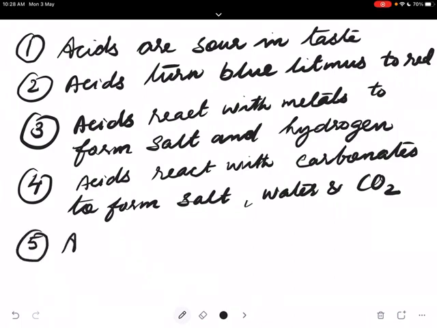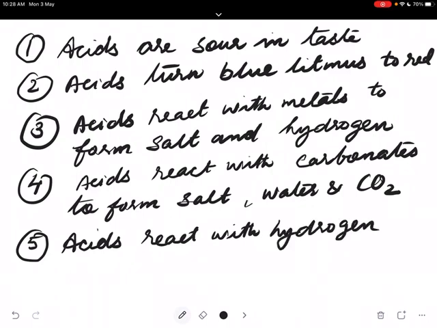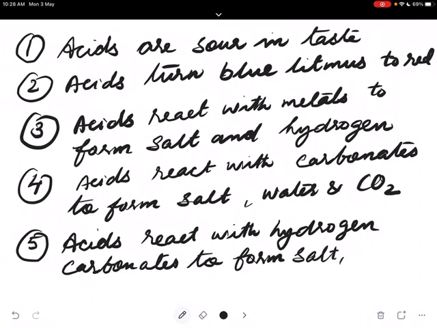Number 5, acids react with hydrogen carbonates. Hydrogen carbonates to form again salt, water, and carbon dioxide. So acids are sour in taste.